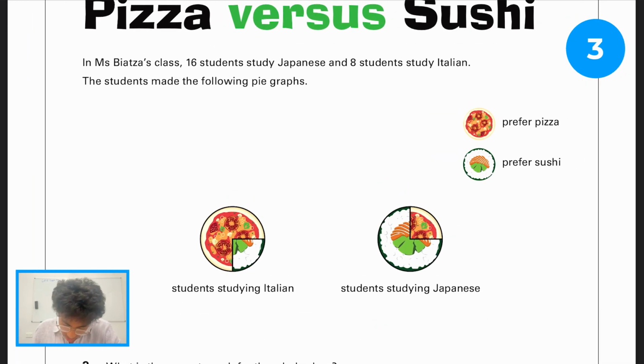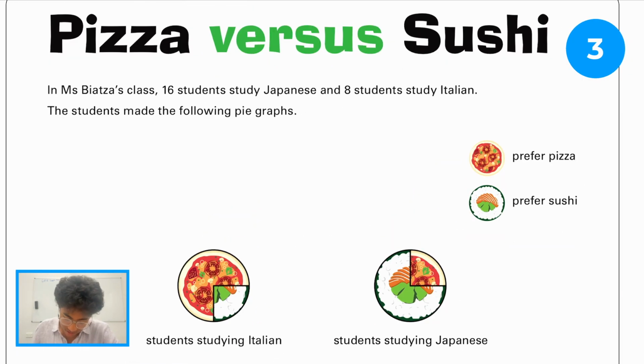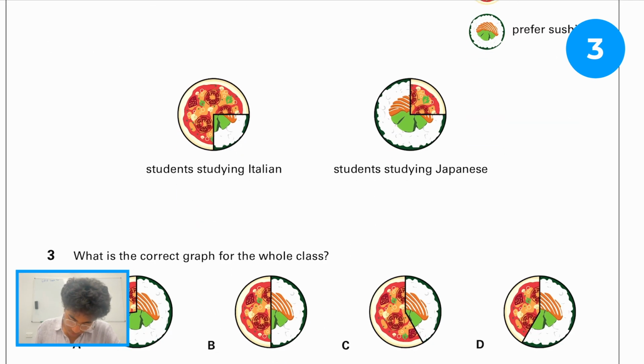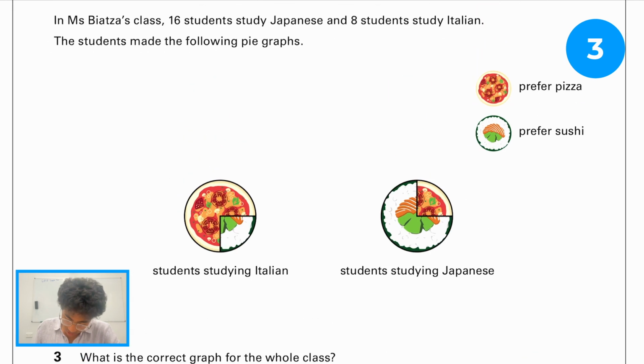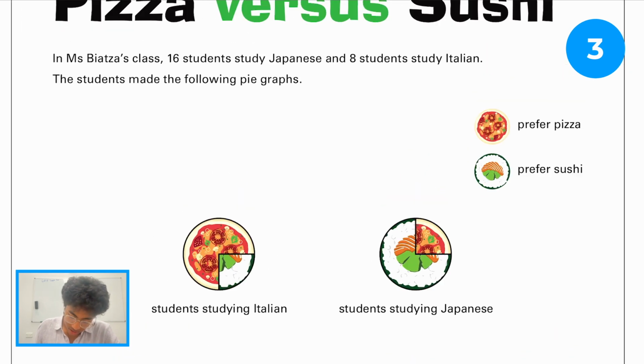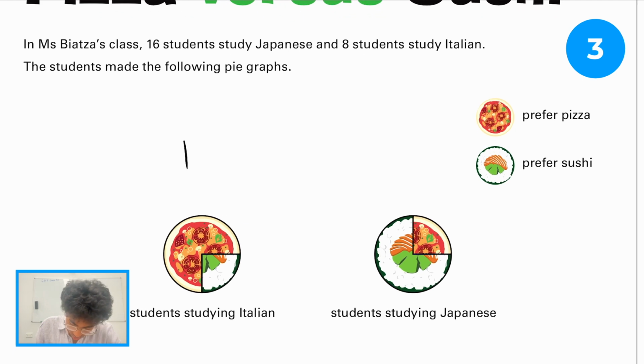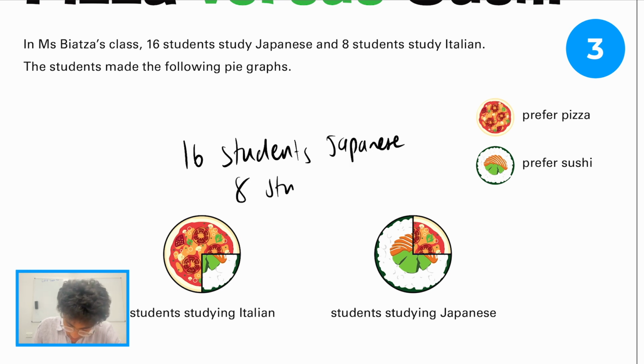Pizza versus sushi. In Miss Piazza's class, 16 students study Japanese and 8 study Italian. The students made the following pie graphs. Okay? What is the correct graph for the whole class? So 16 students study Japanese and 8 students study Italian.